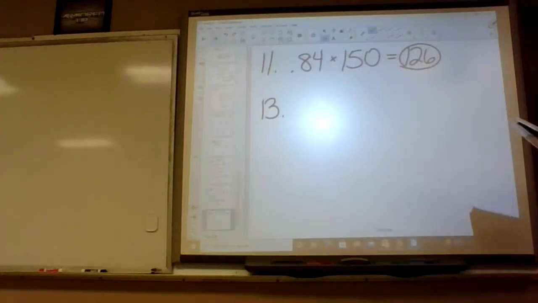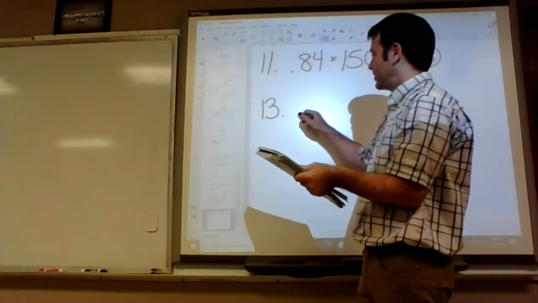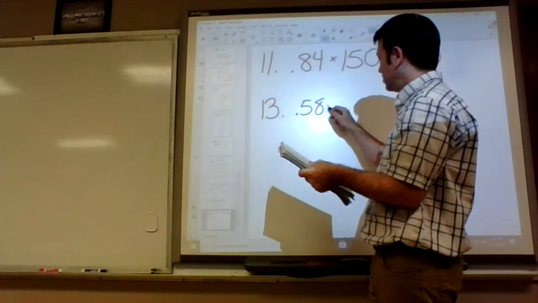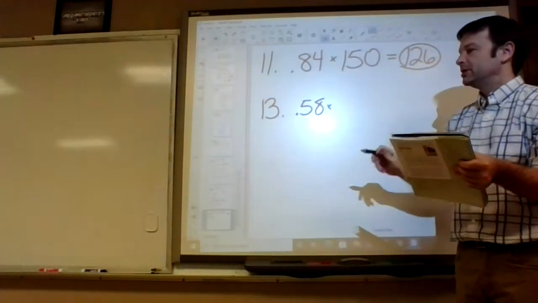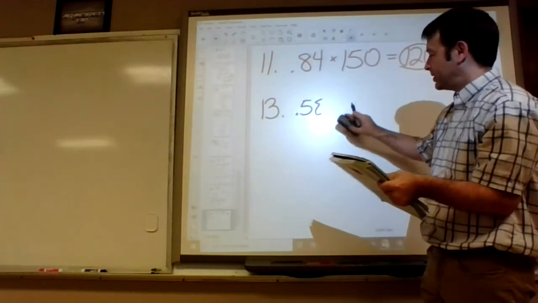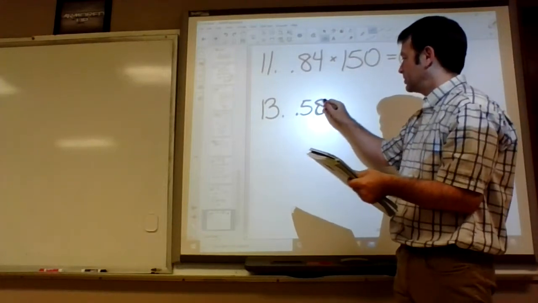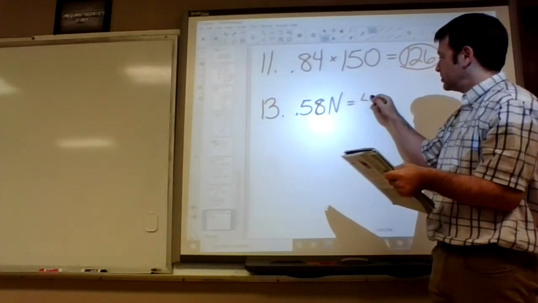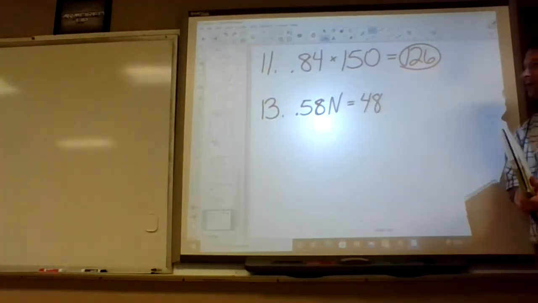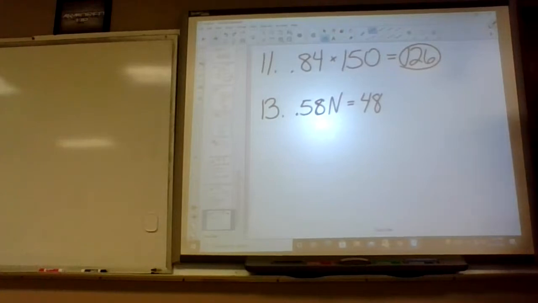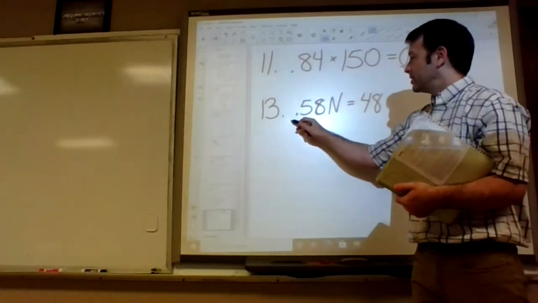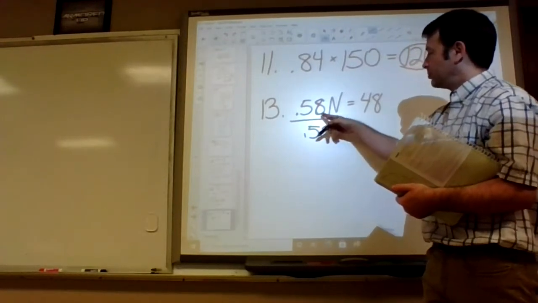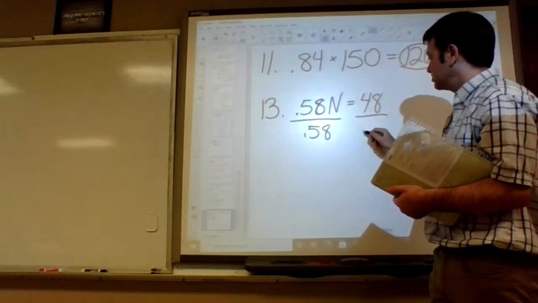Number 13 says 58% of what number? Instead of putting a times symbol, I'm just going to put 0.58. Of, in, is 48. Okay, once you interpret it, it's pretty easy to figure out what to do, right? What do we do? Divide. Divide by 0.58.